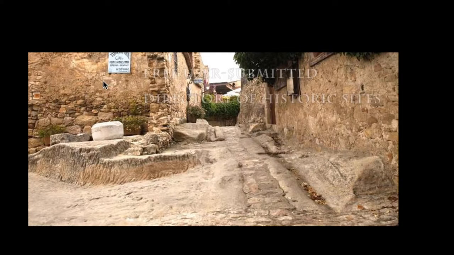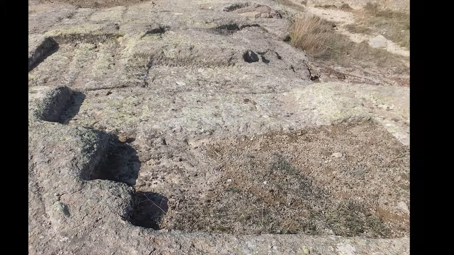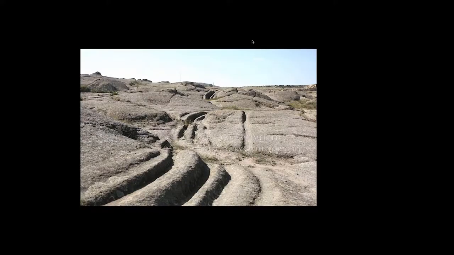Anyways, next set of tracks. These are tracks from the Phrygian Valley in Turkey. Obvious artificial stone work there. And associated with these tracks.